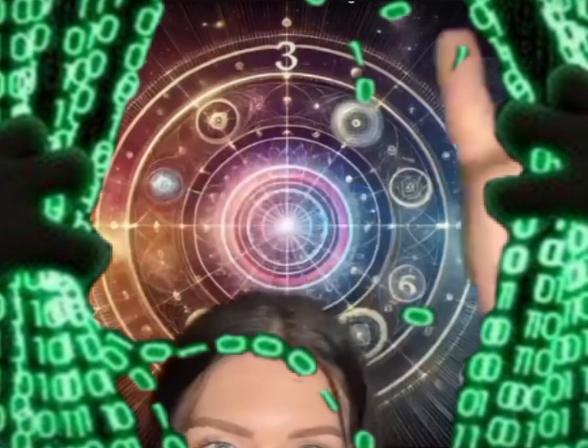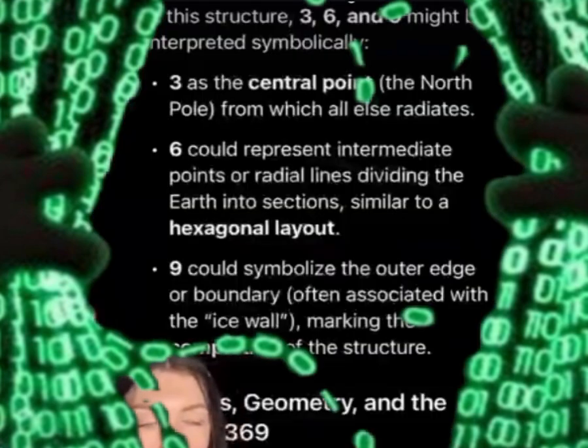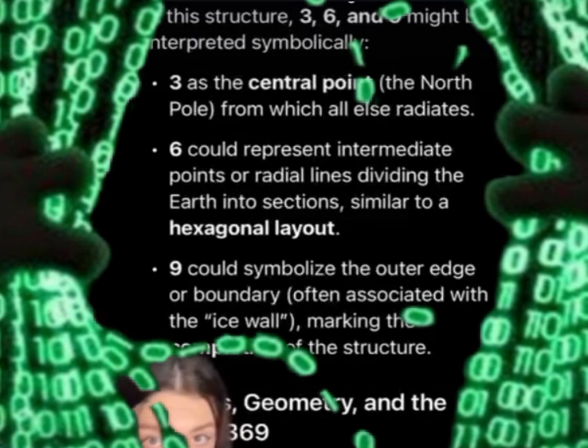And this is an image that ChatGPT created when I asked it to make a 369-degree circle. How weird is it that it even has the circles on the outsides, just like this one does? So then I asked, how might 3, 6, and 9 be relevant in this model? And it says 3 as the central point from which all else radiates.